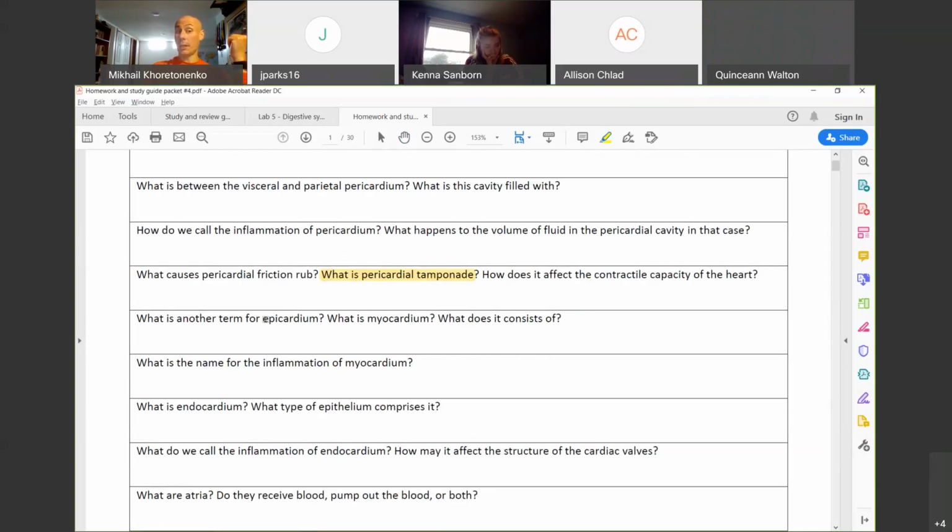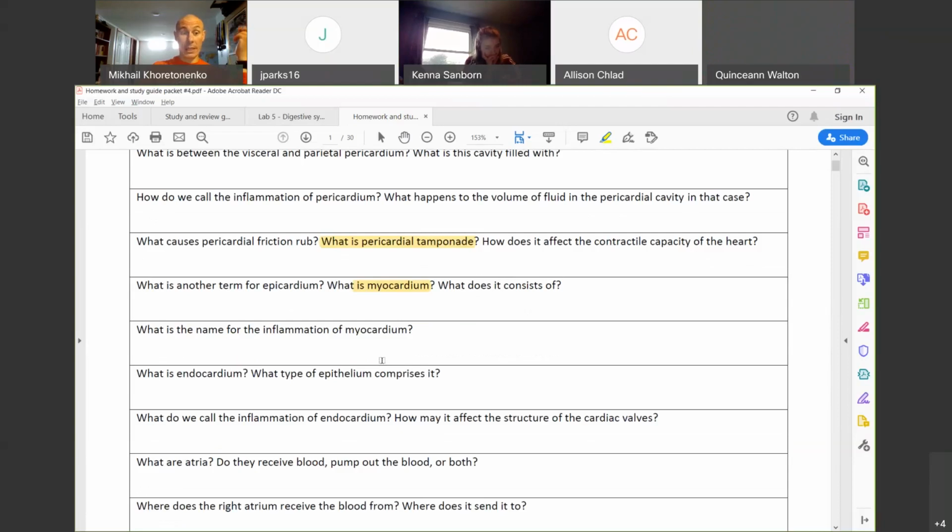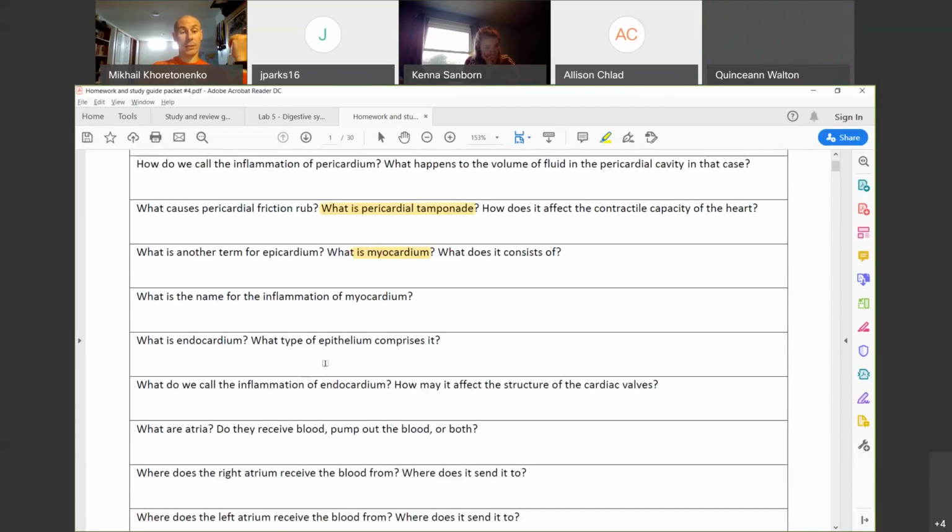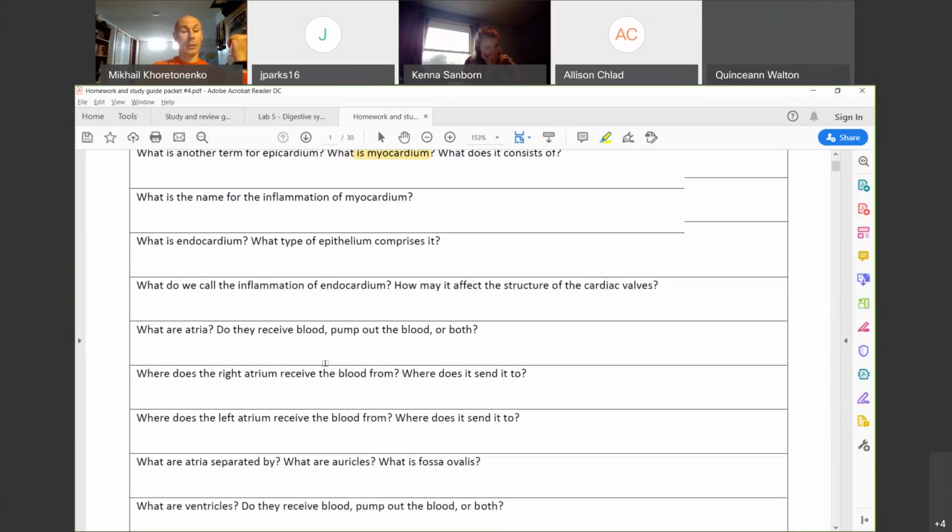Another term for epicardium is visceral pericardium. Myocardium is the muscle layer of the heart. It consists of muscle. Inflammation of myocardium is myocarditis. Endocardium is a layer of simple squamous epithelium that lines the heart on the inside. Inflammation of endocardium is endocarditis, and it may lead to incomplete closure of the cardiac valves and regurgitation.